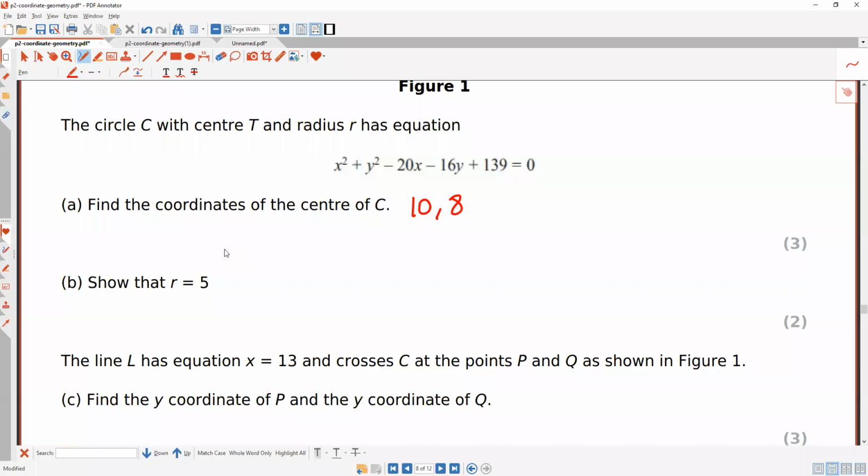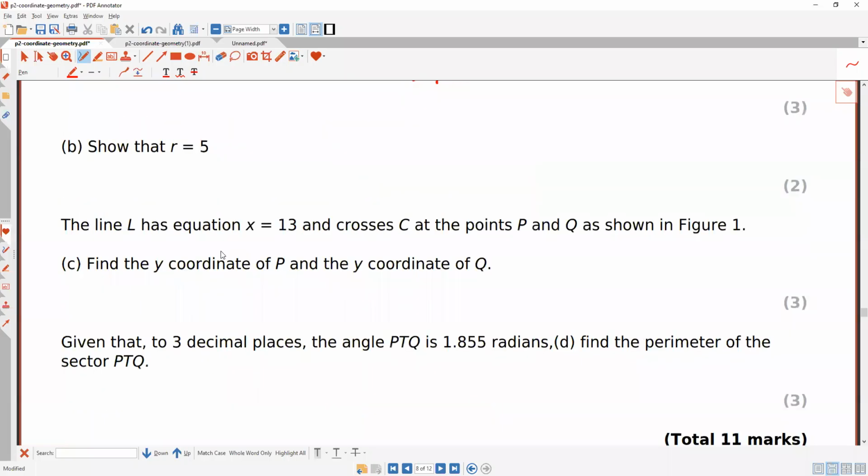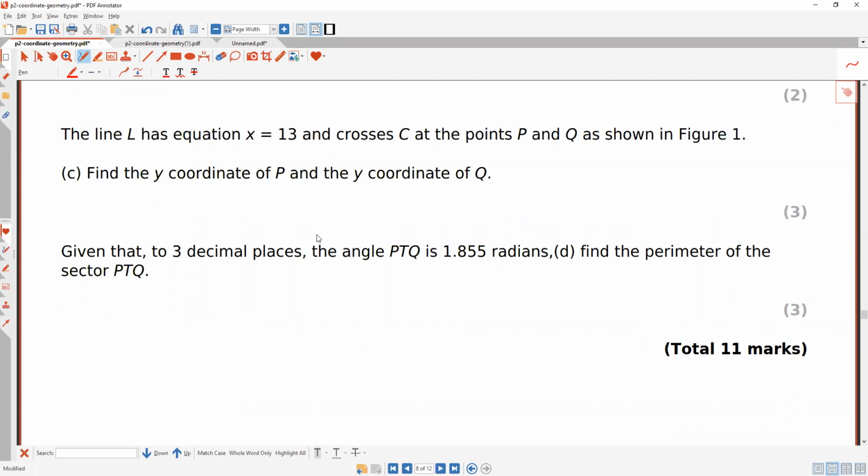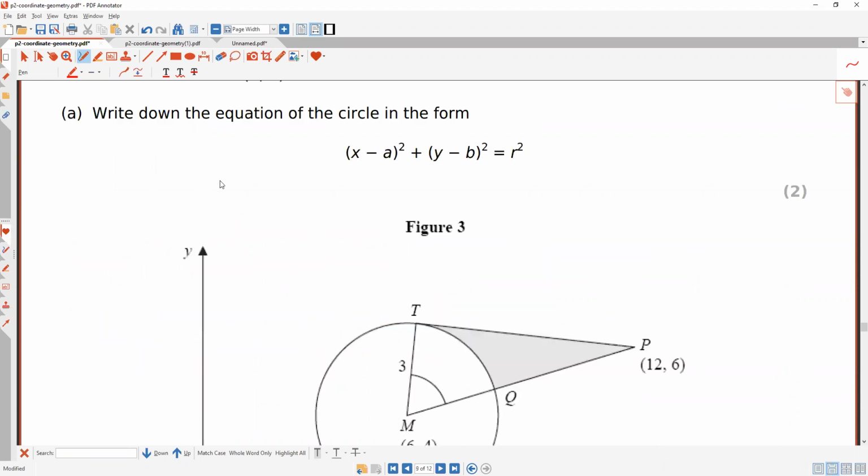Now, you could do A, B, C on your own, but the D part is about radians. It's about circles and radians. It used to be in P2 before, nowadays it is in P1. But I still did not do that chapter with you. So I'm skipping the D part now. Now let's try this one.